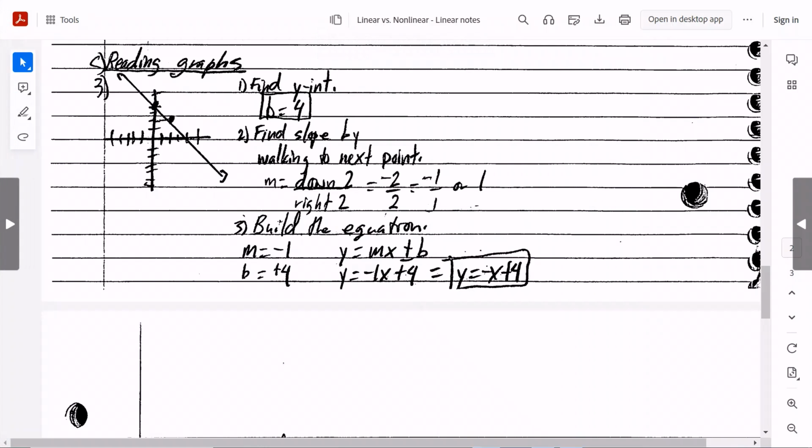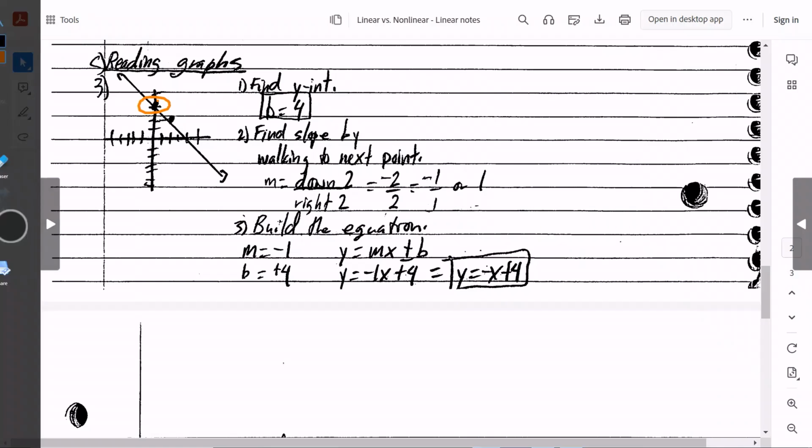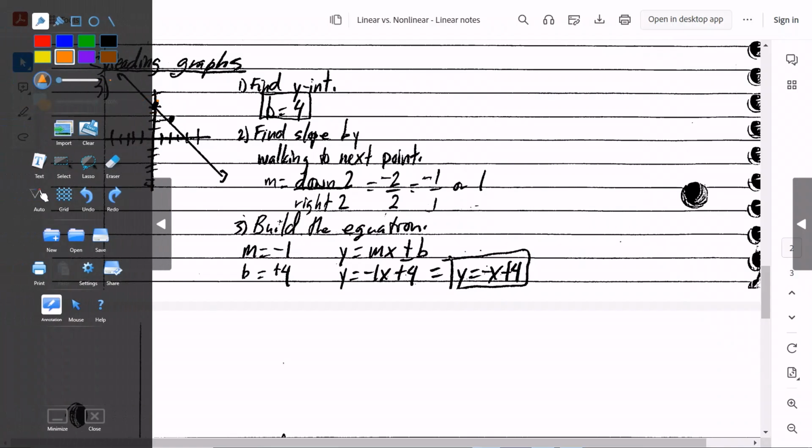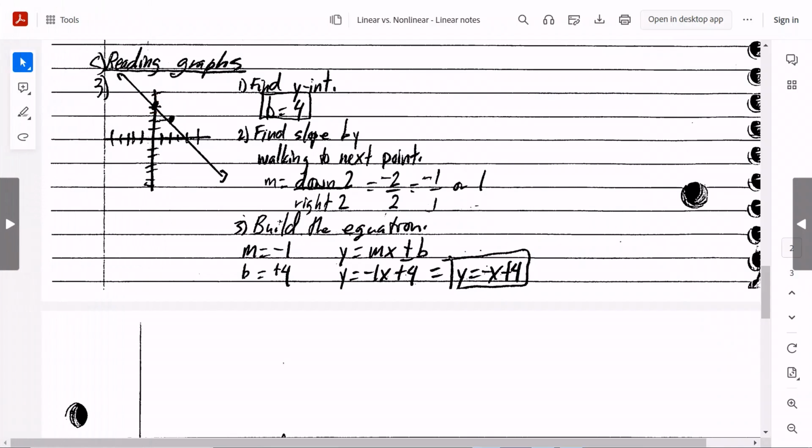Okay, so on this graph, the y-intercept, as you can see, is right here. Well, I kind of obliterated it. But the y-intercept is right here at 4. And that is a positive 4, right? Okay, so the y-intercept is at 4. So there's part of it. There's your first part, okay?